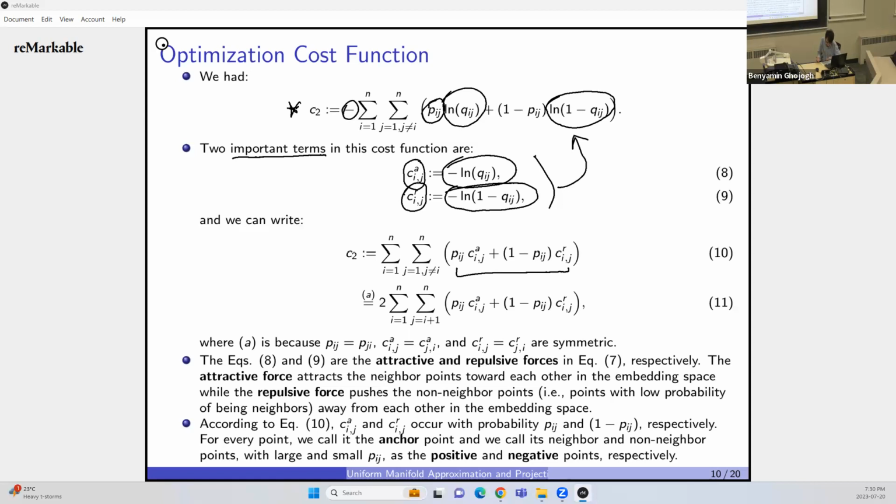We know that Pij and Qij are both symmetric with respect to i and j. Therefore, rather than having the whole summation over j from 1 to n, where j is not equal to i, I can only have one of the triangles in this matrix. So I can say j from i plus 1 to n, because if I calculate Pij, I don't need to calculate Pji.